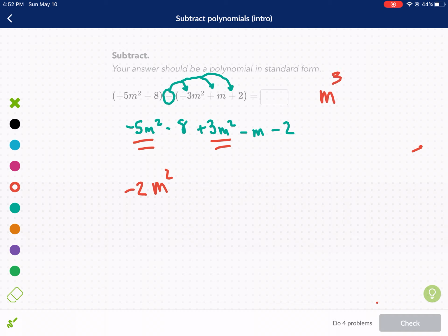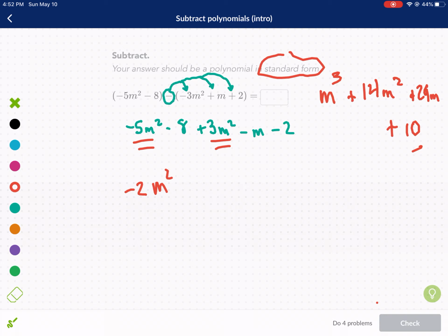Next, we're going to look for any terms of m. In standard form, we always want to write it in standard form. We start with the variable with the biggest exponent and work our way down to the next biggest exponent. It doesn't matter what the coefficient is. We always want the biggest exponent first, with the numbers last. The numbers without variables are last.